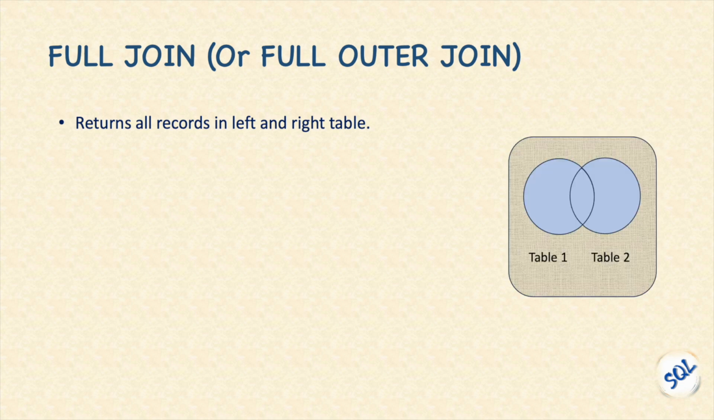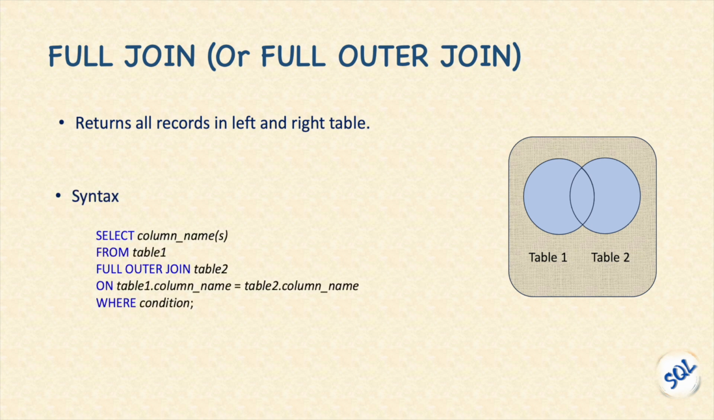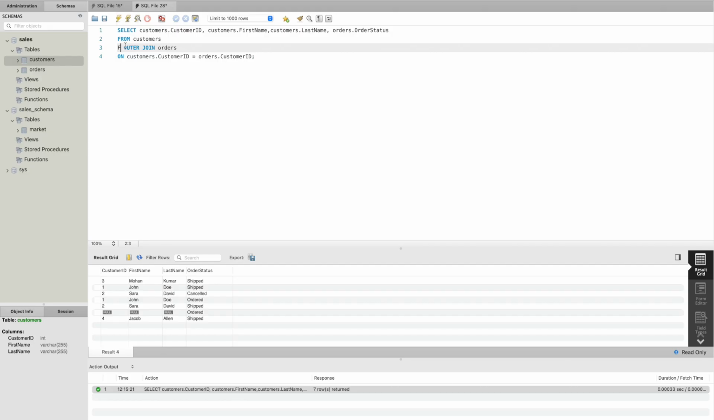We learned left outer join and right outer join. Actually, full outer join is a combination of left and right outer join. A full outer join combines the results of both left join and right join. It includes all records from both tables, with nulls where there is no match. The syntax is also similar to left join and right join. Now, let's see how a full outer join works.